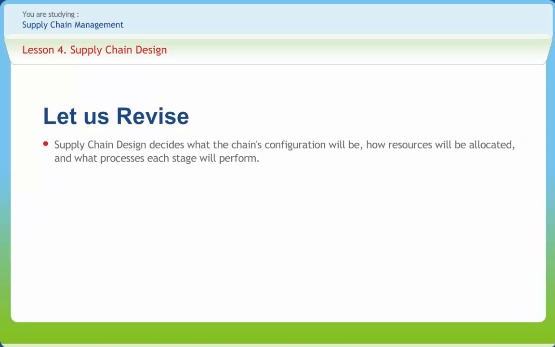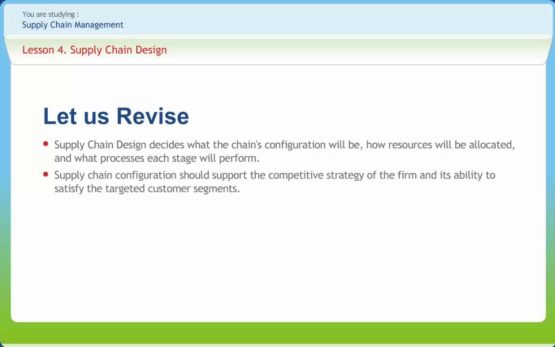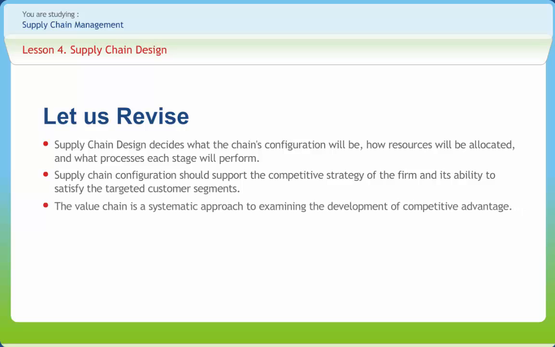Supply chain design is a strategic decision and decides what the chain's configuration will be, how resources will be allocated, and what processes each stage will perform. The supply chain configuration should support the competitive strategy of the firm and its ability to satisfy the targeted customer segments. The value chain is a tool used in the design of the supply chain. It is a systematic approach to examining the development of competitive advantage.